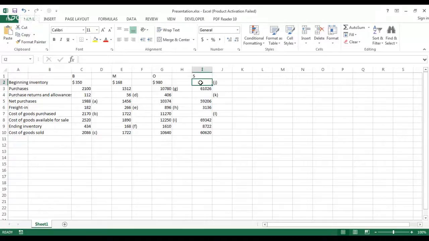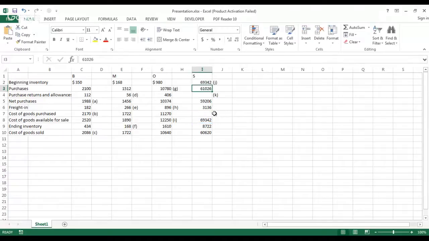And so for company S, we need to find out the beginning inventory. Beginning inventory is cost of goods available for sale minus the cost of goods purchased. Which, I'm sorry, I'm going to have to skip a step. We'll come back to that.